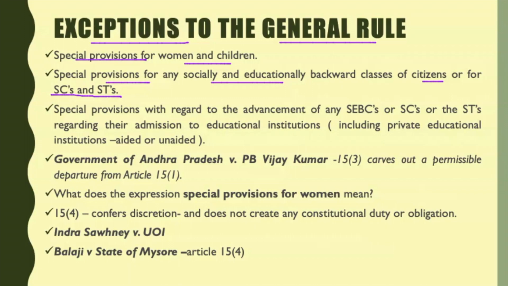So, clause 3 talks about special provisions for women. Clause 4 talks about advancement of socially and educationally backward classes of citizens or scheduled castes and scheduled tribes. Now, what does clause 5 talk about? Clause 5 talks about special provisions with regard to the advancement of socially and educationally backward classes or scheduled castes or scheduled tribes regarding their admission to educational institutions, including private educational institutions, aided or unaided, other than minority educational institutions referred to in clause 1 of Article 30.